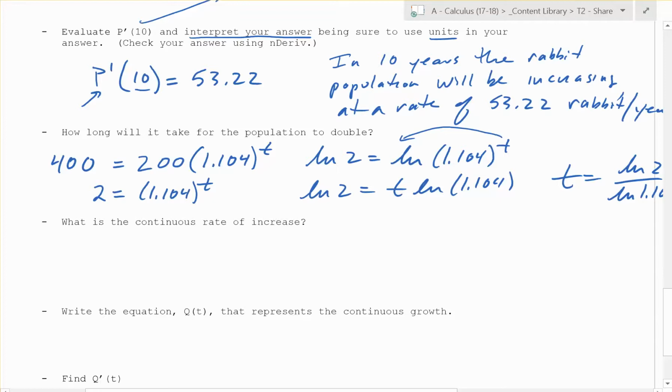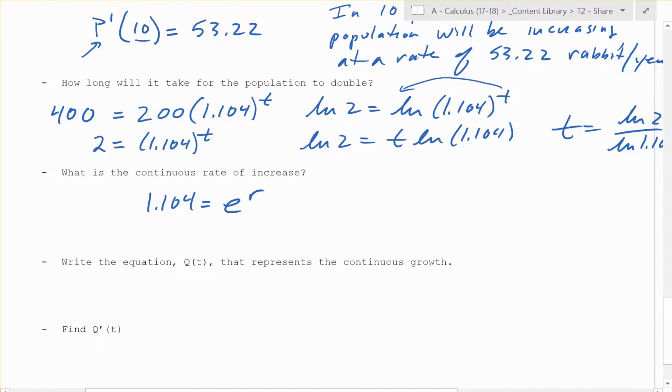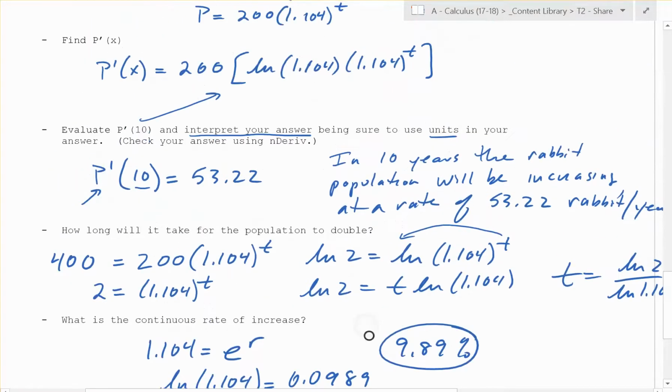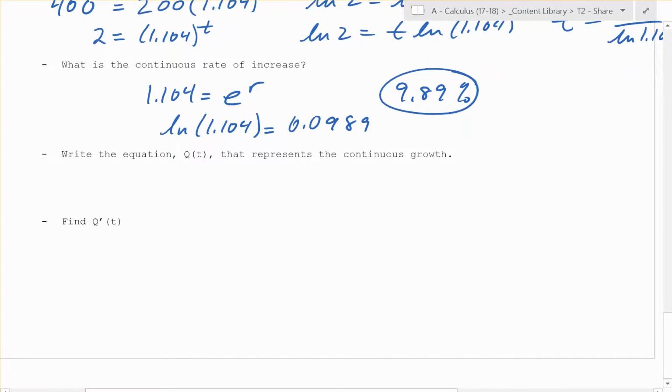So what's the continuous rate? Well, the continuous rate is going to be when 1.104 is equal to e to the r. So that means you're going to be doing natural log of 1.104. So ln of 1.104, we've done this a bunch. That's going to equal 0.0989. So what does that mean? There's a zero in there. I missed a zero. So that's 9.89% continuous interest. And we expect that to be lower than 10.4 because continuous interest acts more quickly than compound interest, or it's the most compound interest.